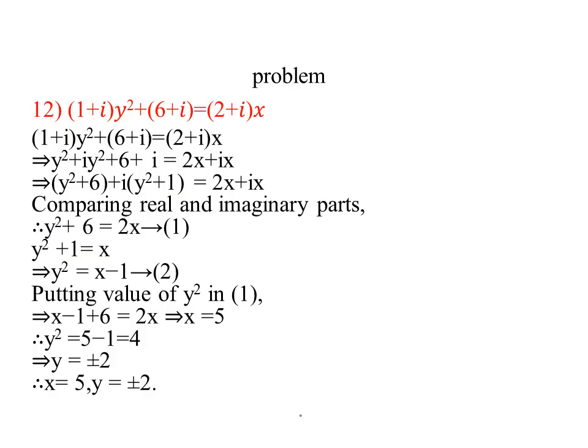Therefore, y² = 5 − 1, which is equal to 4. y = ±2. Therefore, x = 5 and y = ±2.